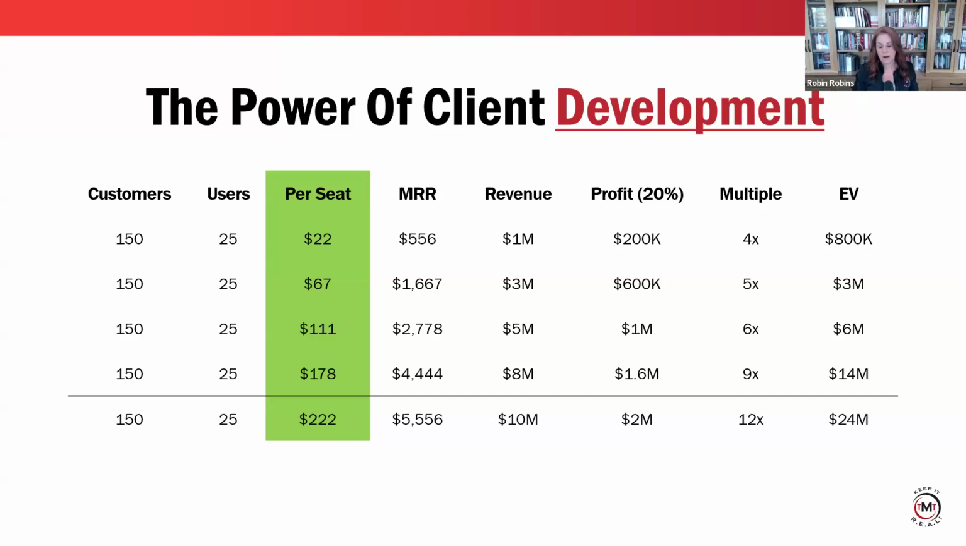and your business is really worth $800,000 today. All right. But with the same number of customers and the same average users, if we can get that all the way up to $222 average per seat, right? You can see what that does to your enterprise value. Think about this, the difference, not in number of customers, not in number of users, but purely that per seat, which is a client development number, you're seeing the multiples go up exponentially, all right? And that's why we want to do that.